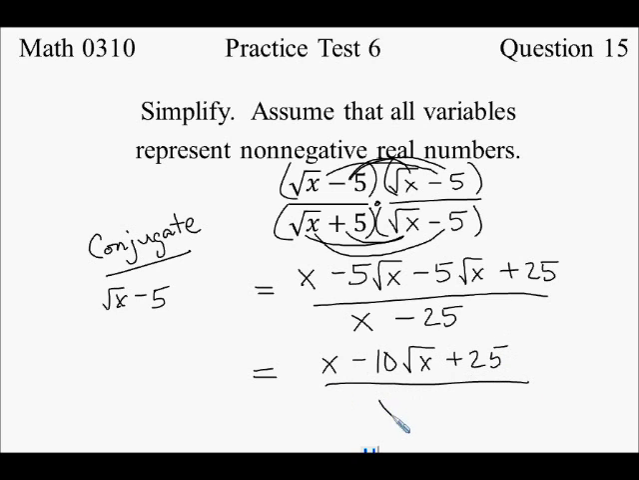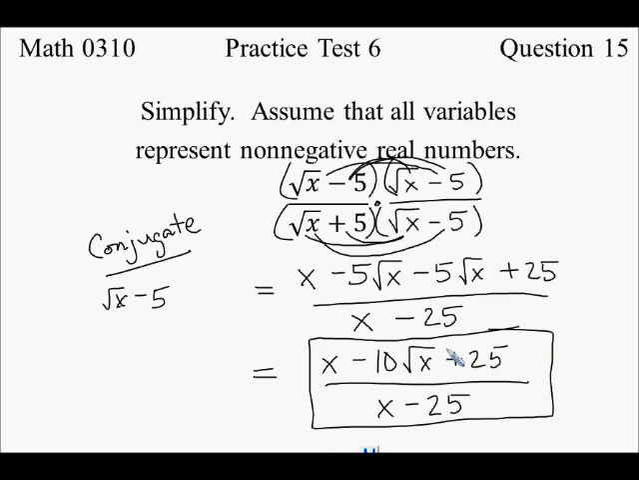Again, these are not like terms in the denominator on the bottom here, so that stays x minus 25. And nothing in common factor-wise there, so that would be our final answer. And that is answer choice A.